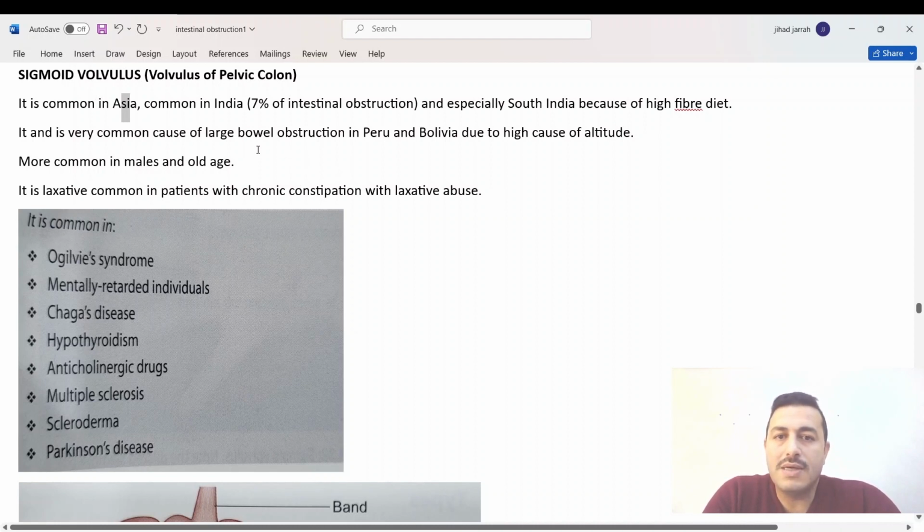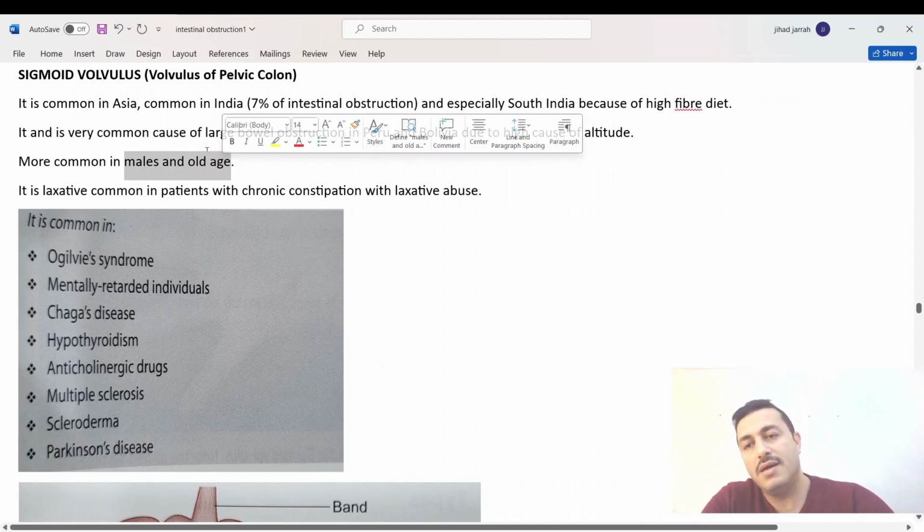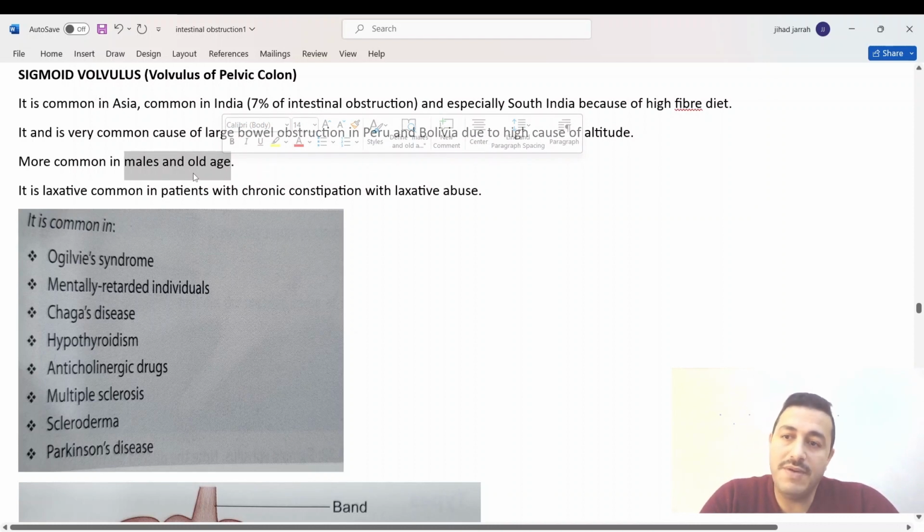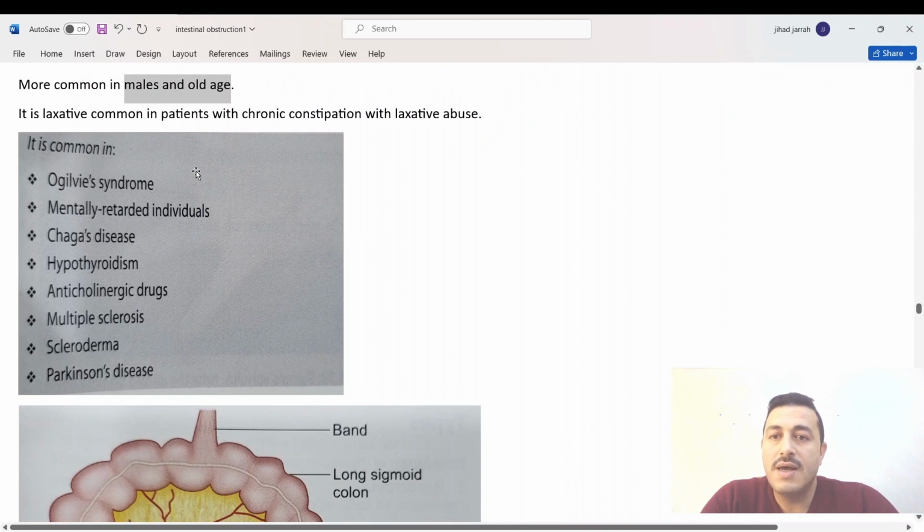Also in areas with high altitude, such as in Peru and Bolivia. More common, as we said, in females and old ages. In contrast, cecal volvulus is in females and in younger ages.